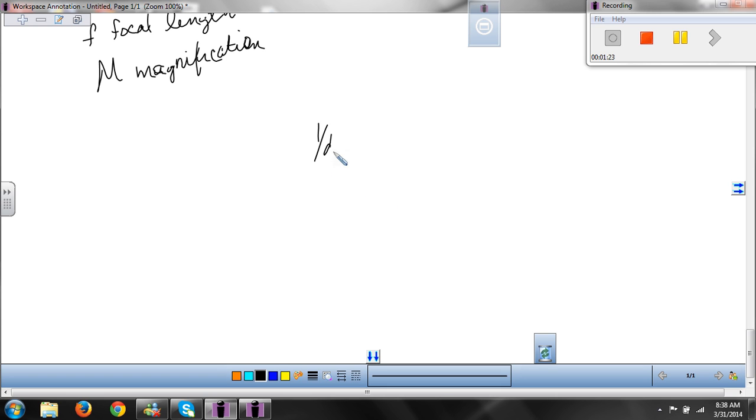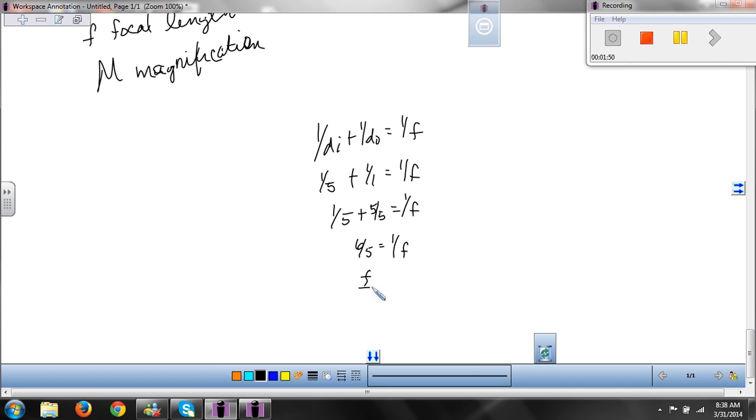So 1 over DI plus 1 over DO equals 1 over F. Well, her DI is 5 meters, and her DO is 1 meter. So that's going to be 1 over 5 plus 5 over 5 equals 1 over F. So that's 6 over 5 equals 1 over F, but I don't want 1 over F, I want F over 1. So that's 5 over 6, which is 0.83 for the focal length.